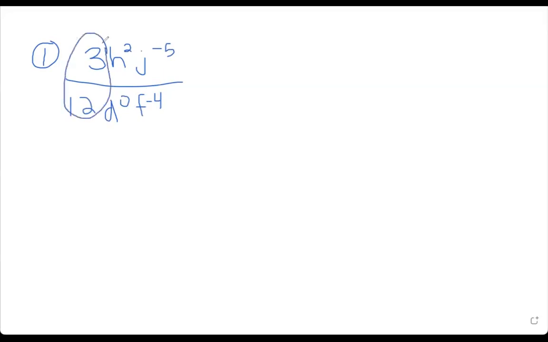So what we do with coefficients is we simplify them. We divide them out, pretend that they're a fraction. So let's just pretend this is 3/12. All we need to do is simplify this. So 3 and 12, we can divide each of them by 3. So I'm going to divide the top and the bottom by 3, which is going to give me 1/4. Okay, now we're going to deal with each piece one by one.